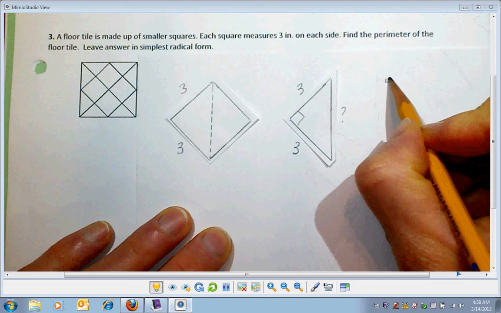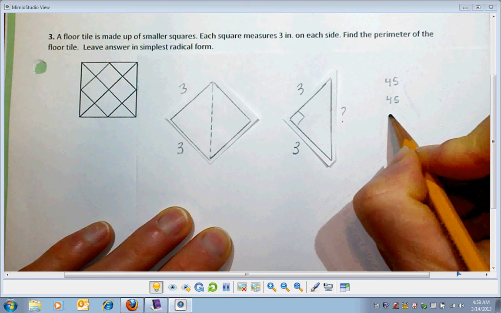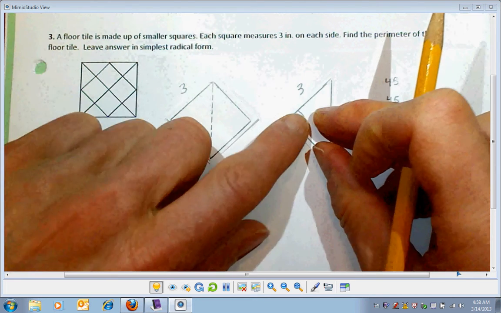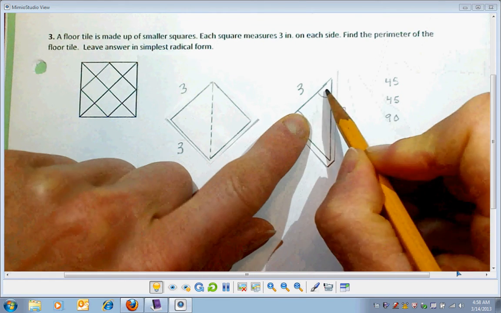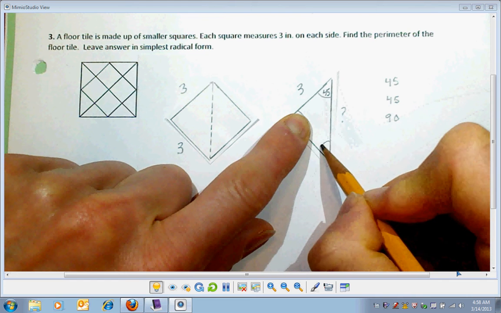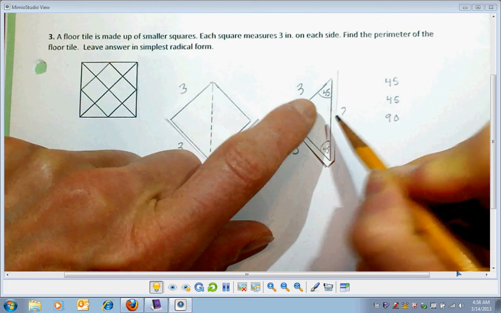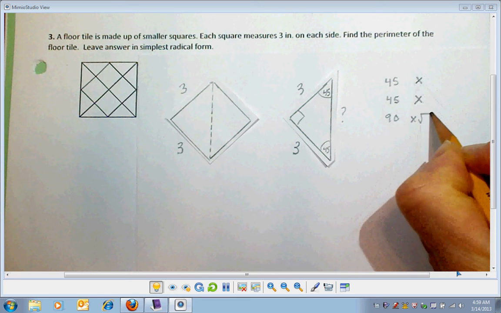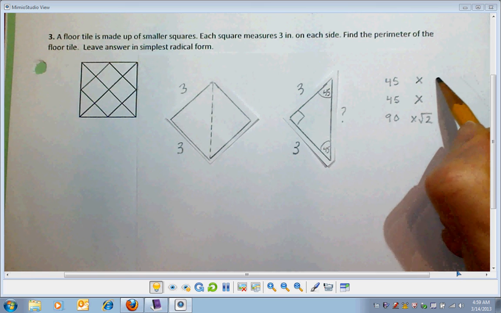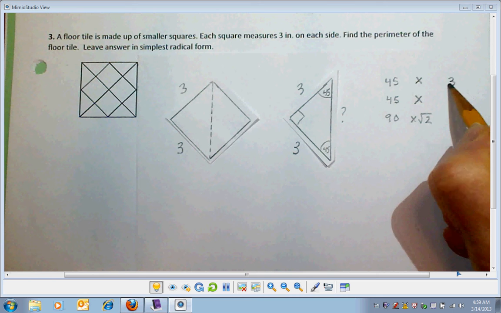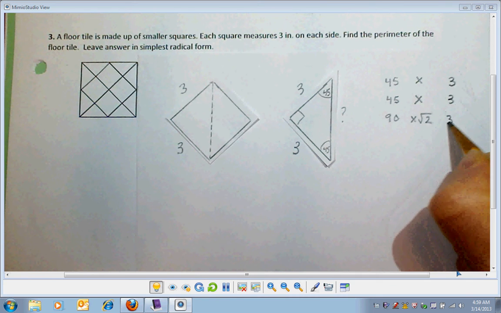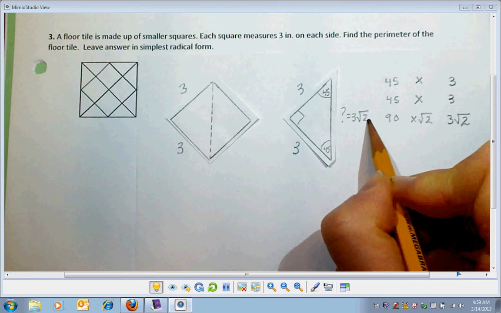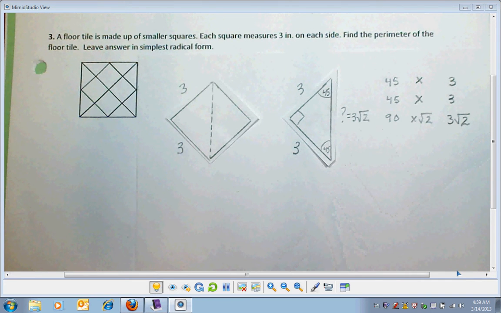If you remember your 45, 45, 90-degree special triangle, we can set up a table. The angles opposite each side is my 45 degrees. So that means this is my x, this is my x, and this is x square root of 2, if you remember that formula. So my x corresponds with my 45 degrees, which is 3. So my hypotenuse is 3 square root of 2. That's a real easy way of doing it if you remember that.